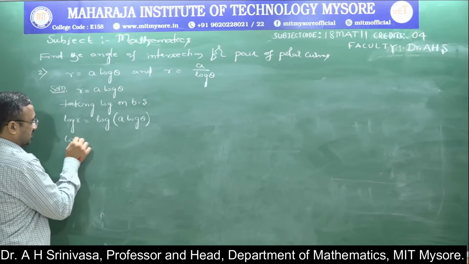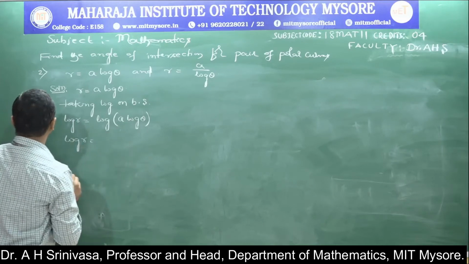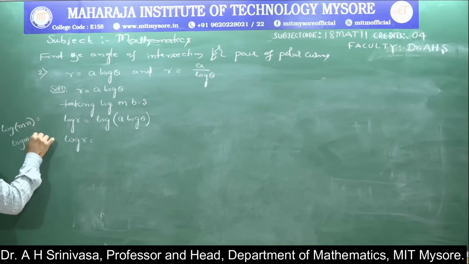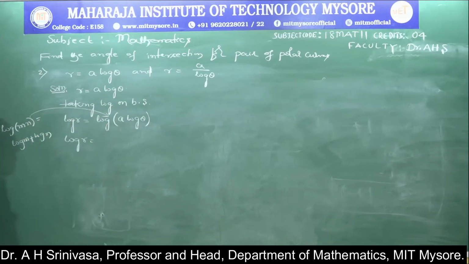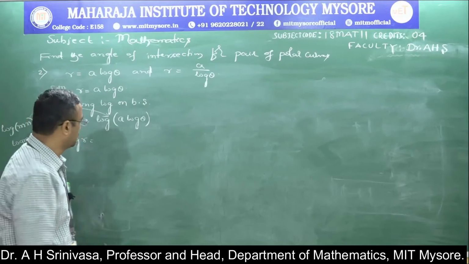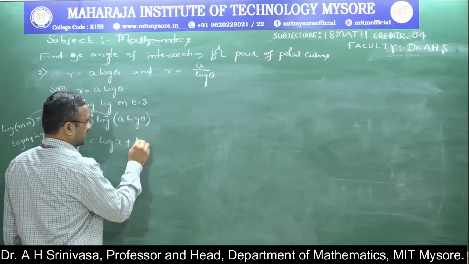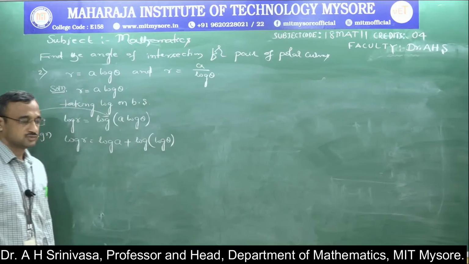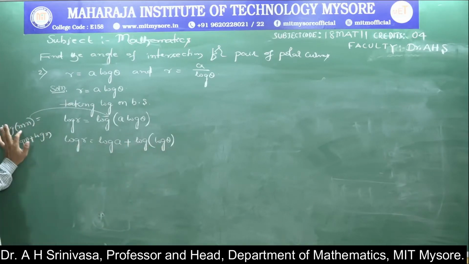Now use the properties of logarithm. You have to remember log of m into n. You have to use this formula: log of m into n should be equal to log m plus log n. Use this result here now. So now we have log a plus log of log theta. You have to remember this property, log m plus log n.